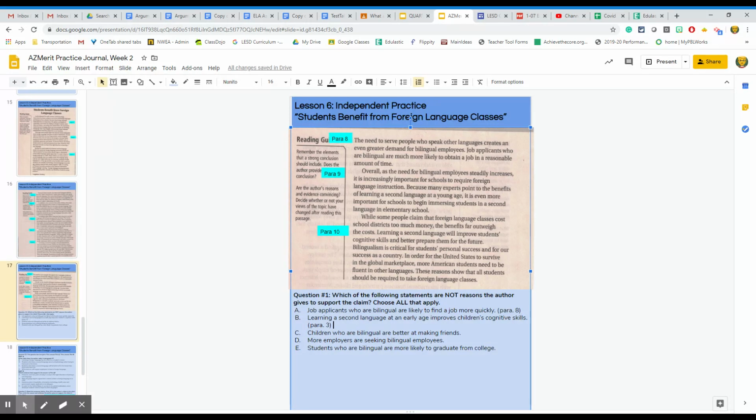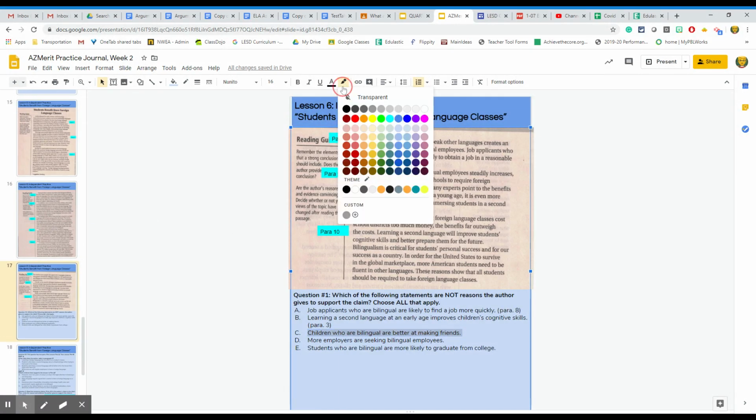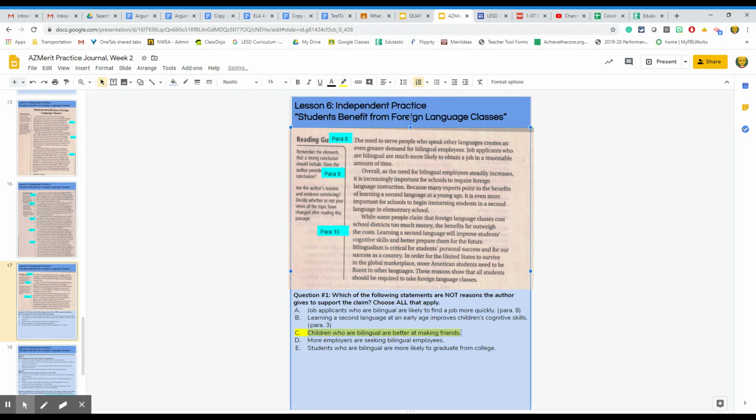Do we highlight it? No, we don't highlight it because, again, the question's asking which of the following are not reasons the author gives to support their claim. Okay, C, children who are bilingual are better at making friends. Never mentions that, guys. Trust me. If we read through the article and scan for the word friends, it never appears. So this is not a reason the author gives to support the claim.